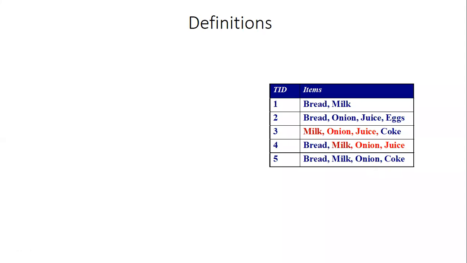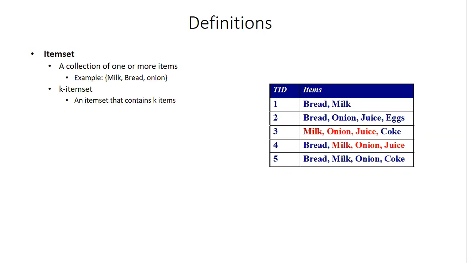Now let's discuss some of the important definitions or terms used in association rule mining. First of all, itemset. What is an itemset? A collection of one or more items. Say, for example, here we have in this example 5 transactions. Each transaction has a set of items. So transaction 1 has a set of items like bread, milk. This whole together we call an itemset. Milk, bread, onion, this we call an itemset. The set of one or more items we call an itemset.